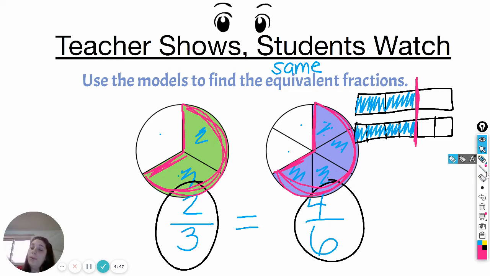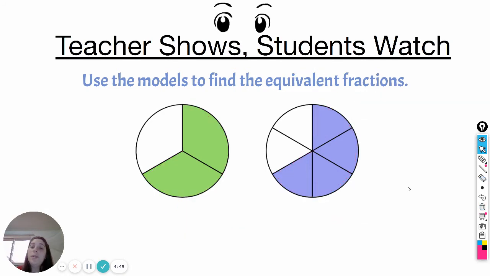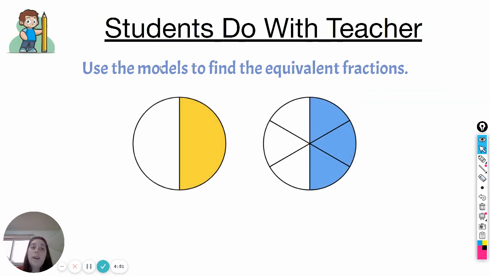Okay, let's go ahead and have you do an example with me. Same thing, use the models to find equivalent fractions. So you don't need to draw the models, but what I do want you to write on your whiteboard is your line for your first fraction, equals, and your line for your second fraction. So get that ready on your whiteboard, and then we'll fill in our fractions.